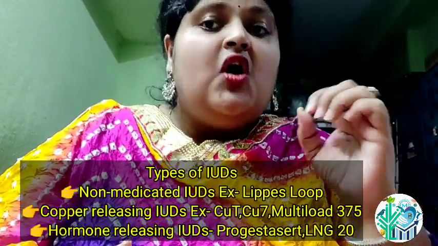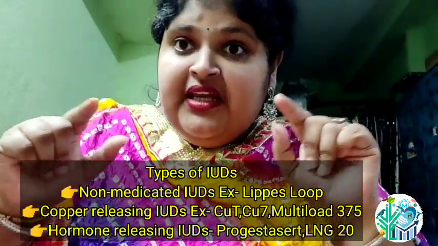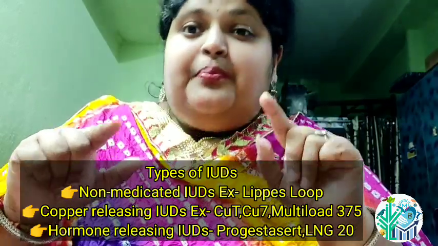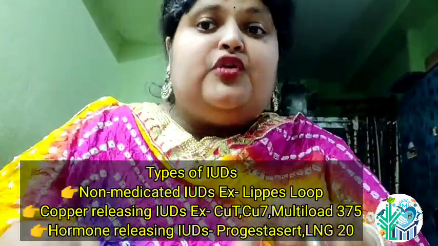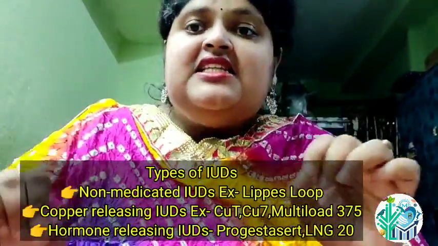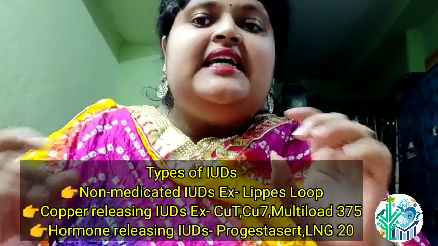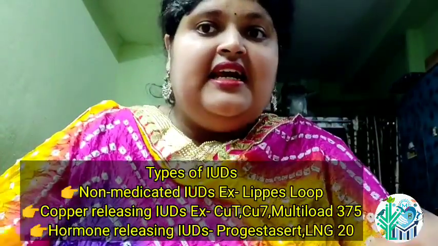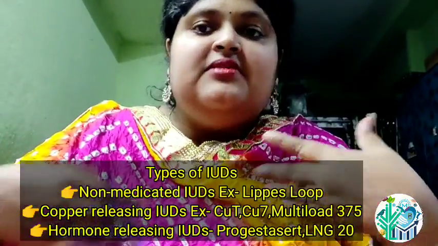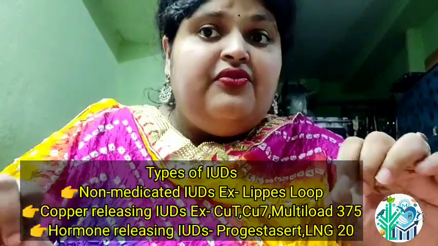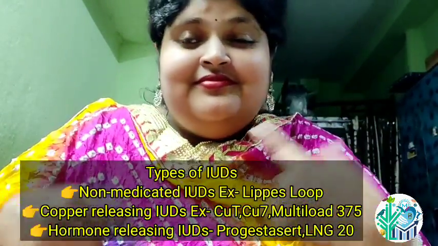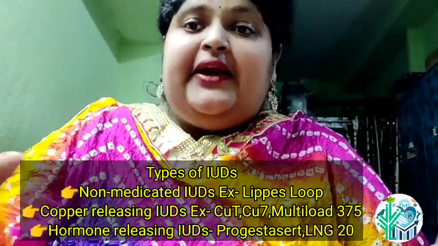Third type, that is hormone releasing IUDs, Progestasert and LNG20, that is levonorgestrel. These are the examples of hormone releasing IUDs. Okay, I'm finishing this method, students.